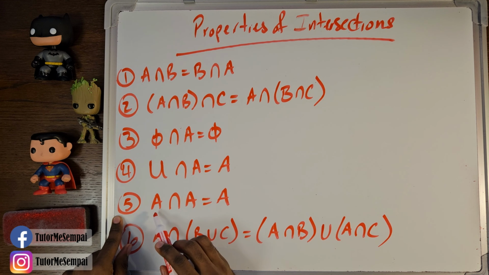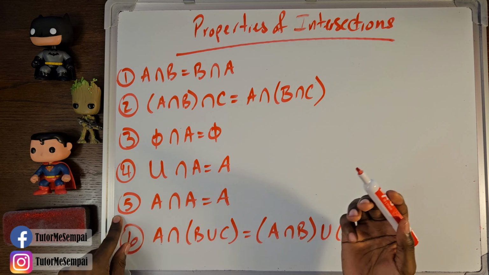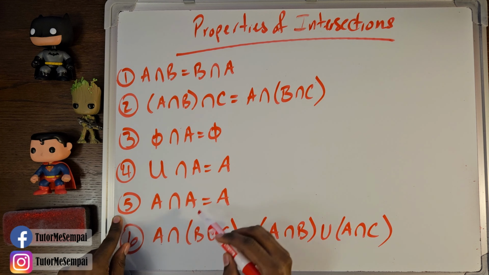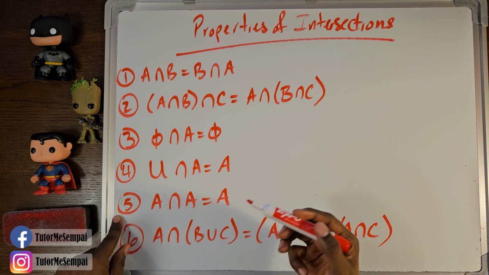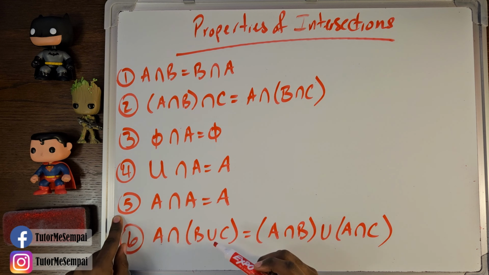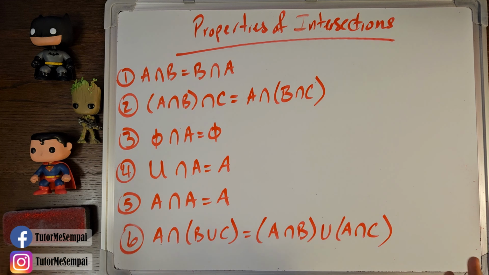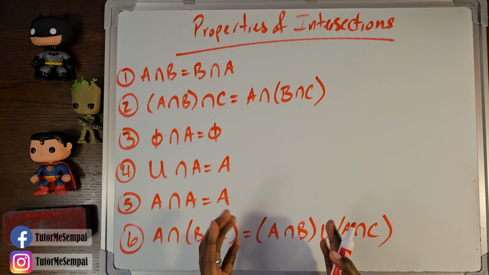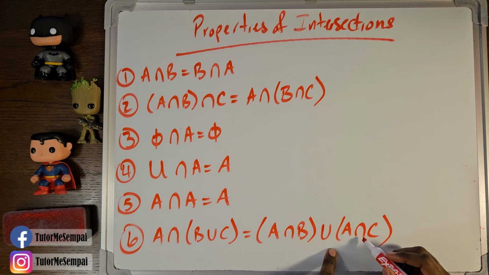The intersection between A and itself. Well, once again, everything in A is going to be in A. So you're going to be left with just A. Pretty self-explanatory. Now this last one. This may be a little confusing when you look at it at first, but let's try to break it down. We have A intersect, and in parentheses, B union C. This is a little bit different from up here because you have both intersect and union here. And it's going to equal A intersect B, union, in parentheses, A intersect C.